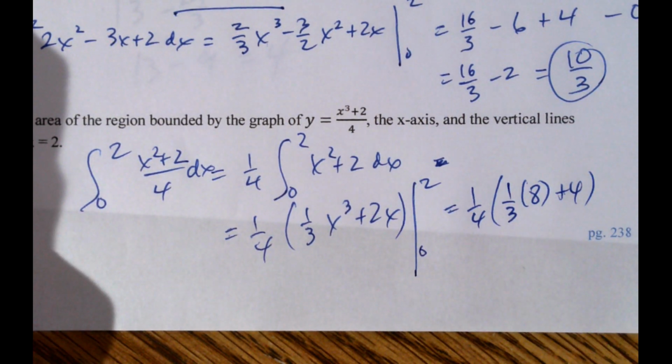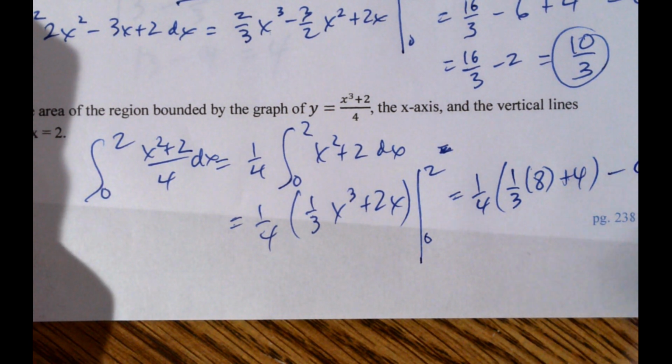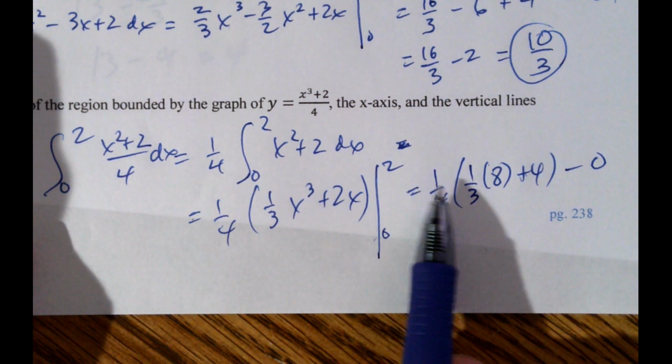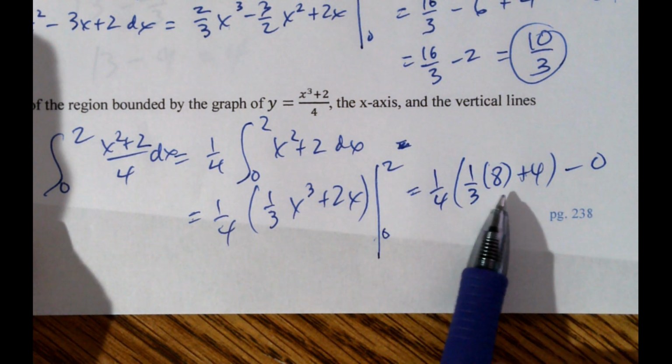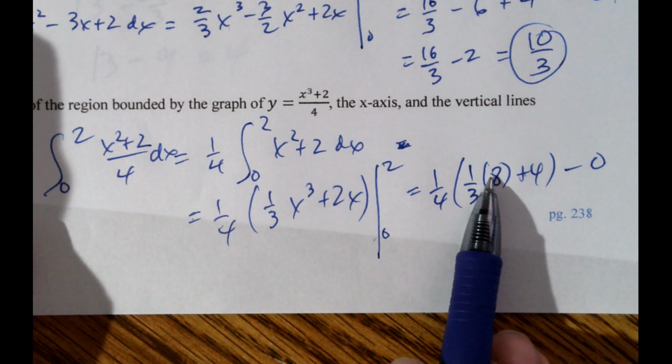Is it the same as the last one? No. All right. And minus 0. So if you plug in 0, you get 0. All right. So what is that? Good grief, I don't know what that is. 8 thirds plus 12 thirds is 20 thirds. So that's 5 thirds.